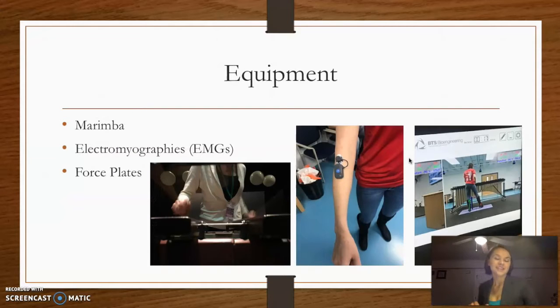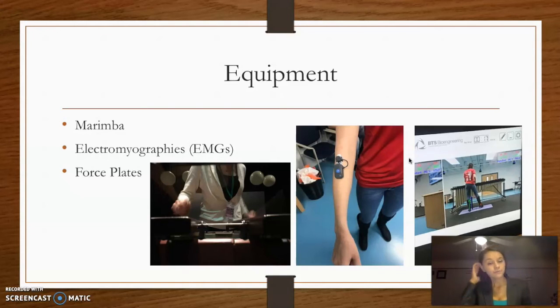So there are 3 words that I'm going to be using a lot in this presentation. The first is marimba. A marimba is an 8-foot-long rosewood instrument that you strike with 2 to 4 mallets, and it creates earthy and woody tones that really can't be replicated on really any other instrument.